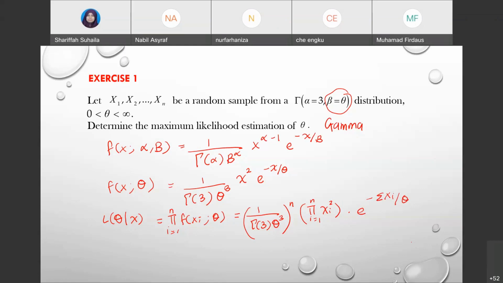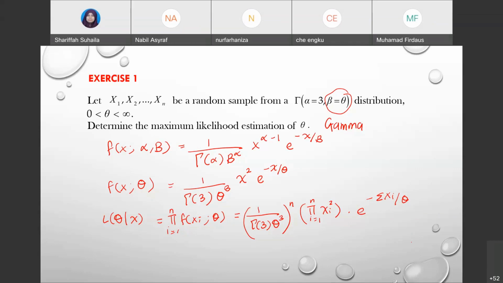Okay, make sure you can write this likelihood function. Okay, maksudnya kamu masukkan satu-satu. So 1 over gamma 3 theta cube. So we have n times, so bracket semua to the power n lah. Okay, x1 square, x2 square, so product xi square. Exponential negative x1 over theta, exponential negative x2 over theta. So we will have here is just summation, exponential negative summation xi over theta. Okay, so that is your likelihood.